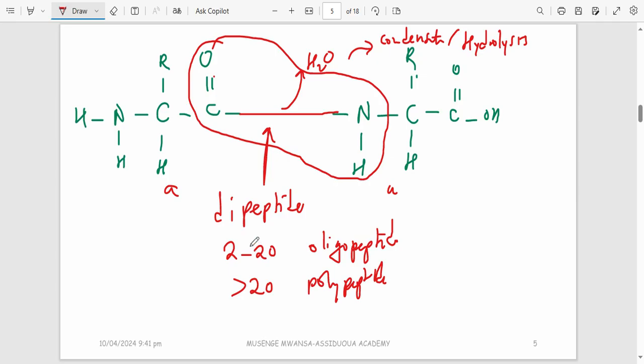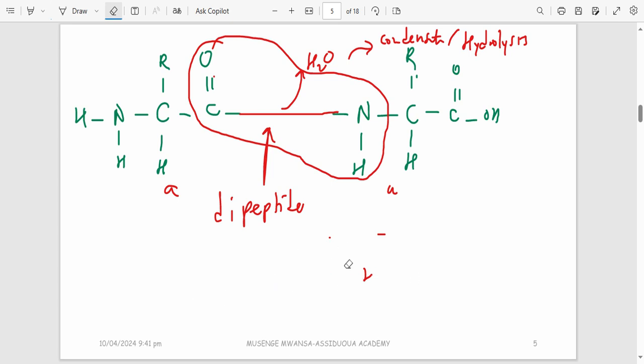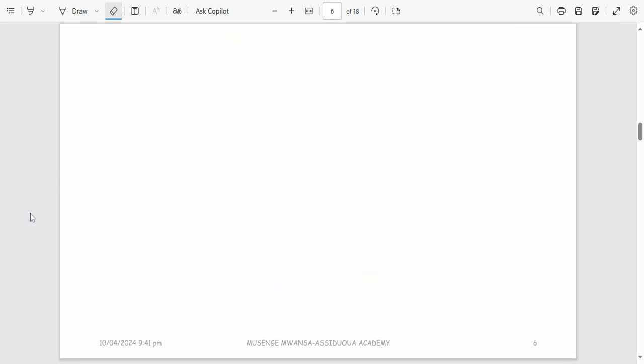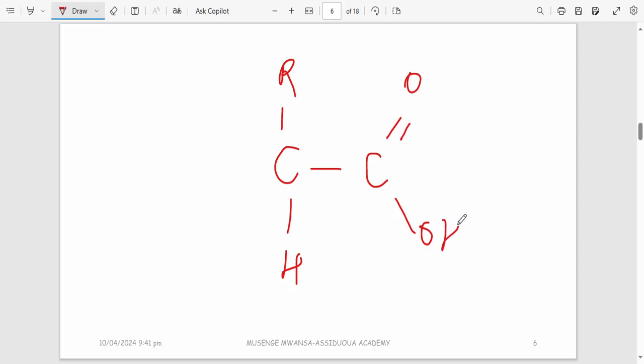Now we have got what we call the levels of protein structure. But before I talk about the levels of protein structure, there is something that we need to know, which is known as the zwitterion nature. It's a property of an amino acid. Remember the structure of an amino acid: a carbon, R group, hydrogen, a carbon, double bonded to oxygen, OH, and then you have got nitrogen bonded to hydrogen, and then to hydrogen.